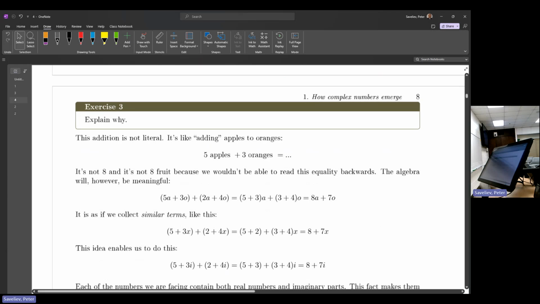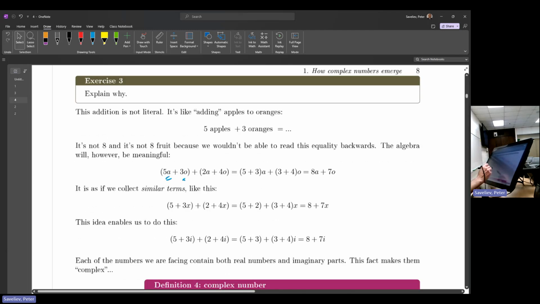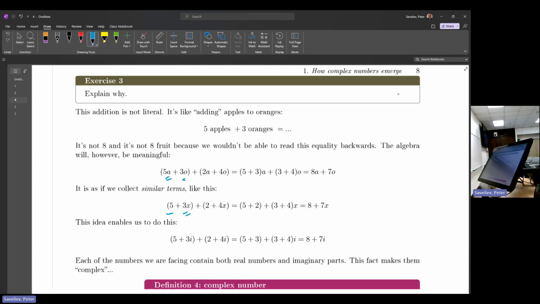Okay, so once again, adding complex numbers is really the same as adding real with real and imaginary with imaginary, as we would do with apples and oranges right here. As you would do with x's, you have x's and numbers: 5 plus 3x, 2 plus 4x. You combine numbers with numbers and x's with x's separately, so then you end up with 8 plus 7x.